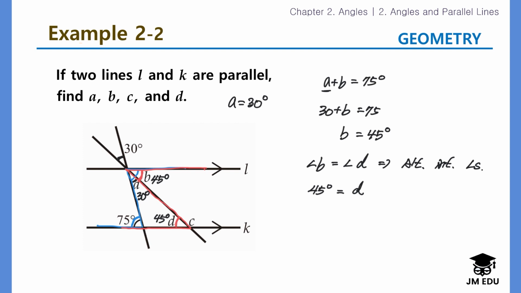Finally, these two angles are supplementary angles, right? Sum of these two, angle D and angle C, that's 180, right? So angle D plus angle C, that's 180 degrees. And angle D is 45, right? So 45 plus angle C is 180. So subtract 45 each side. So angle C is equal to 135. So C is equal to 135.